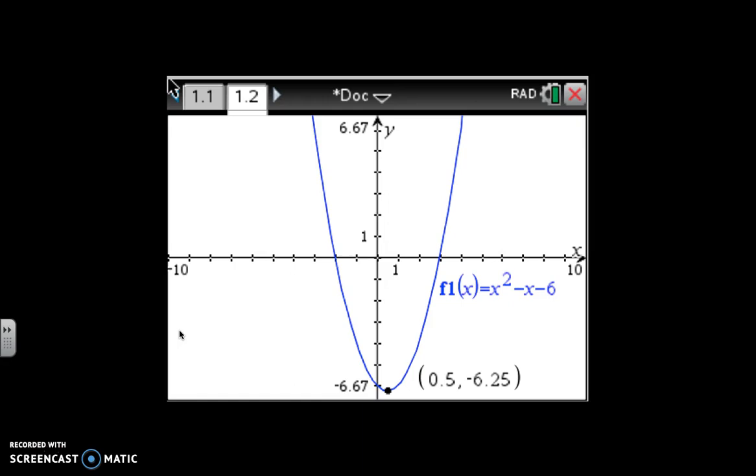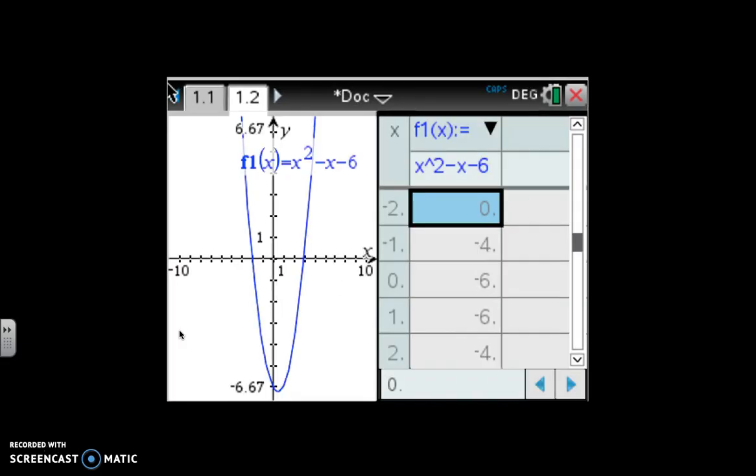I analyzed the graph to get the vertex of 0.5 comma -6.25, and this was a very important one to get because that's not going to be on the table. So we're going to need that point. And then if you hit Control T, here's just a little snapshot of what that table looks like. You're going to need these points that are on the table.